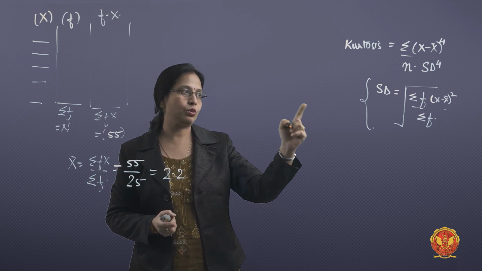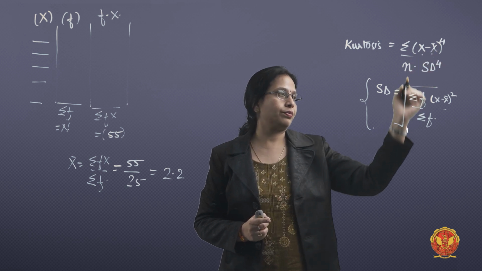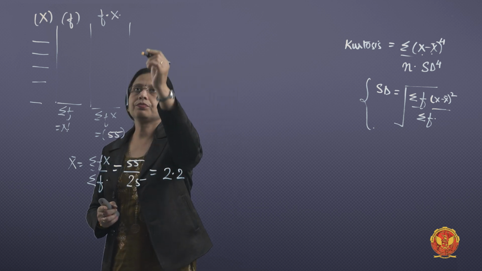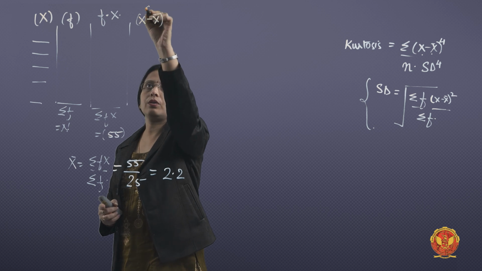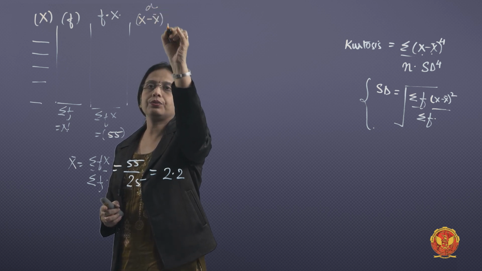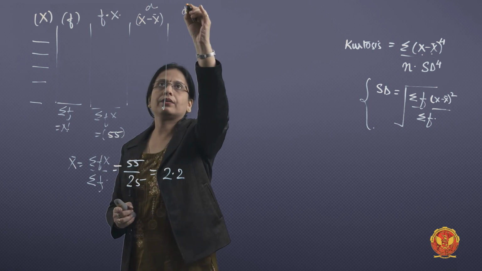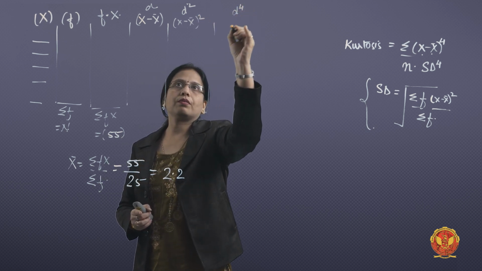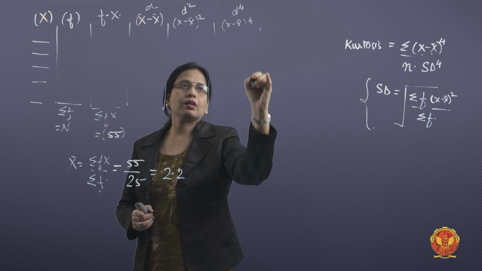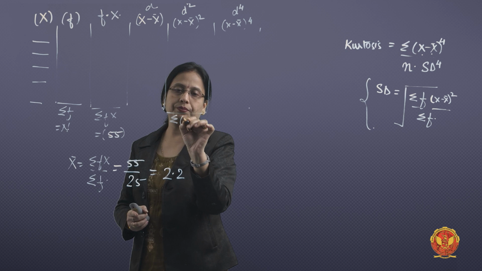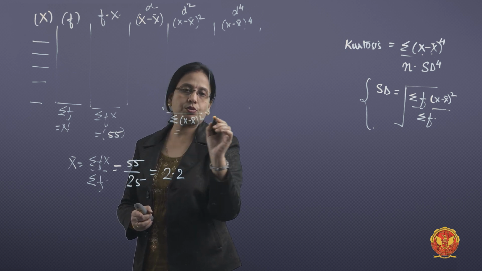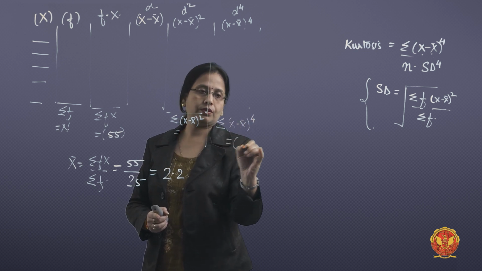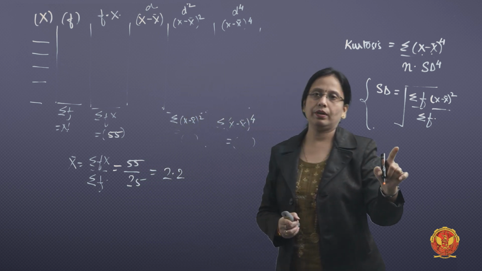So what I need are two important things: (x minus x bar) to the power 4 is required, and (x minus x bar) to the power 2 is required. So we'll do it in one single table. We'll compute x minus x bar, which you can call d, as a single value. Then we square this column, and lastly we put it to the power 4. The sums of these two columns will be placed in this formula.